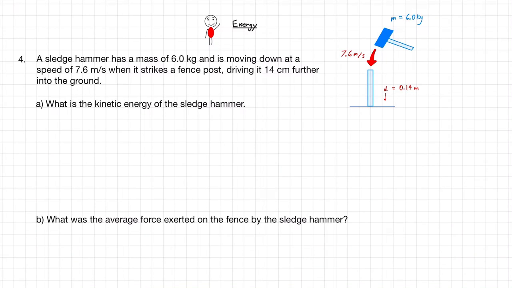Now let's do another example with energy. Here we have a sledgehammer with mass of 6 kilograms that is moving down at a speed of 7.6 meters per second when it strikes a fence post, driving it 14 centimeters further into the ground. And part A asks us, what is the kinetic energy of the sledgehammer?